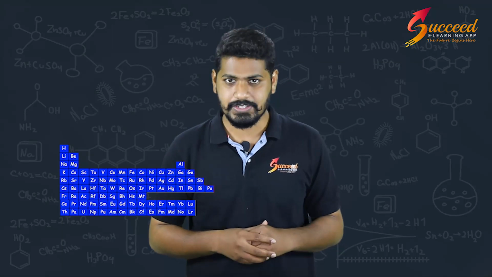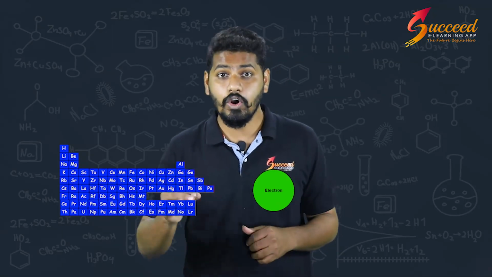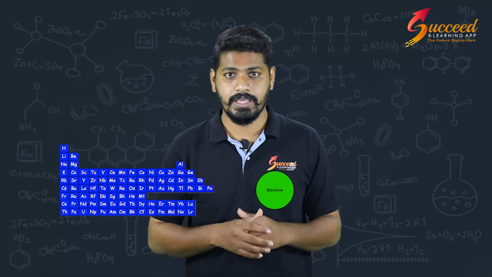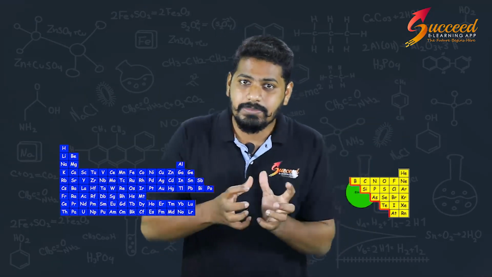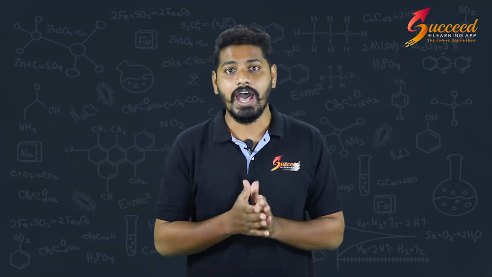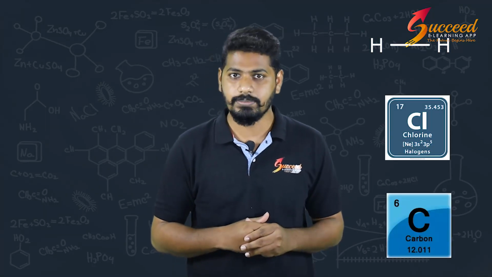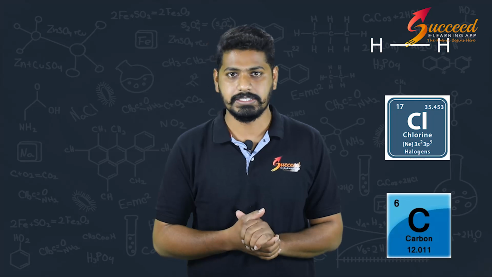Metals are the substances which donate a lone pair of electrons, and non-metals are the substances which accept a lone pair of electrons. Let me give an example for metal. Gold and silver are metals, and non-metal examples are hydrogen, chlorine and carbon. Those are very good examples for non-metals.